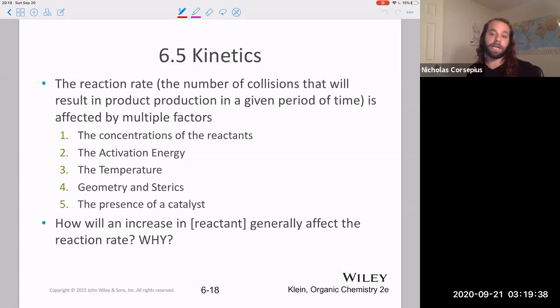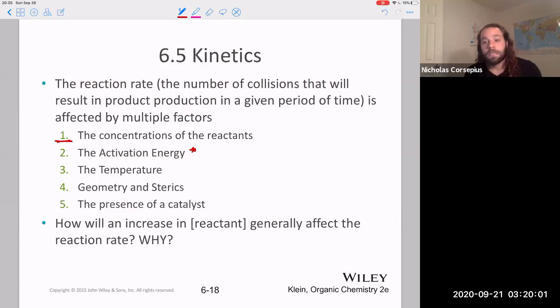So now let's talk about kinetics. Kinetics is the actual rate at which a reaction occurs. It's dependent on a few things. First of all, reactions occur first and foremost because molecules are colliding together. So increasing the concentration will just have the effect of increasing the number of collisions that take place.